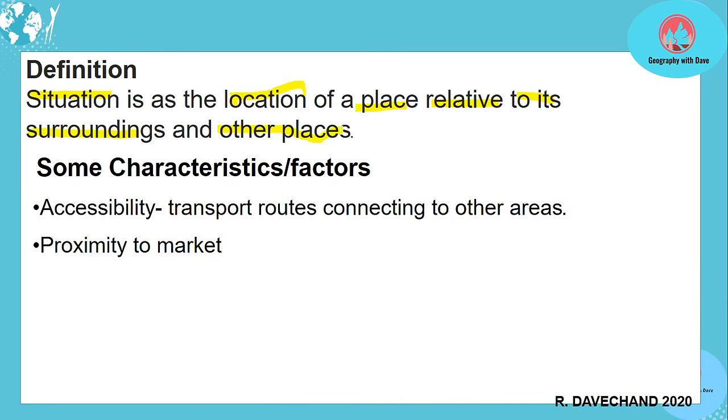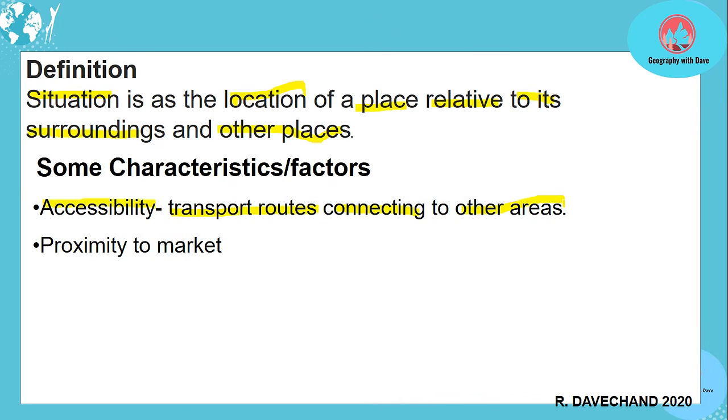He also has to look at other factors in relation to his situation. For example, transport routes leading out of the area and connecting other areas like the market. He needs to look at that because if he's going to produce on a commercial basis, he needs to transport his goods. So one would be accessibility, transport routes connecting other areas, so that he can transport his stuff.